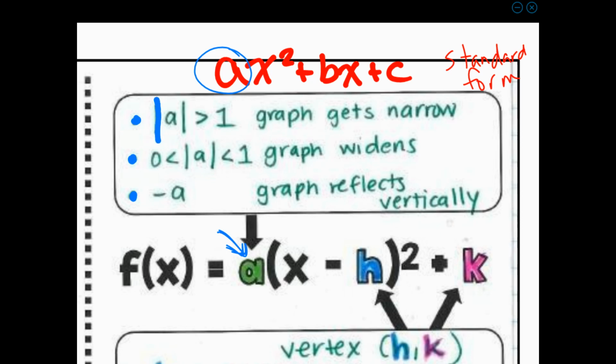What do these bars mean? Do you guys remember? Absolute value. So what does the absolute value bars tell you or mean? The official definition of absolute value is the distance a number is from 0. The distance a number is from 0.